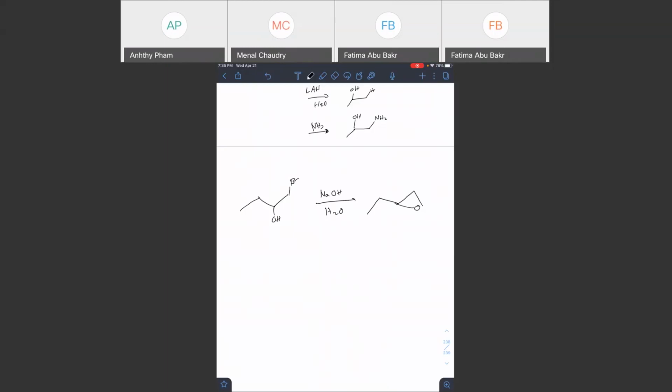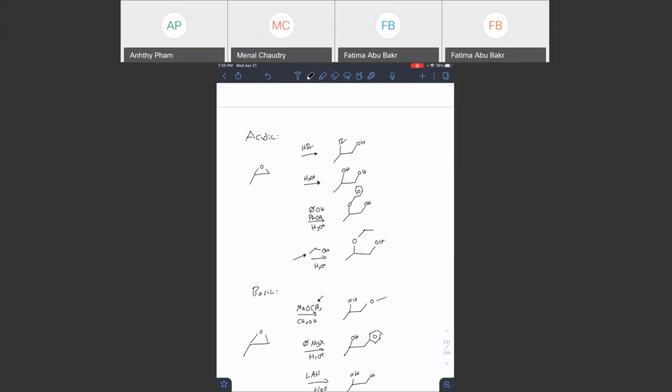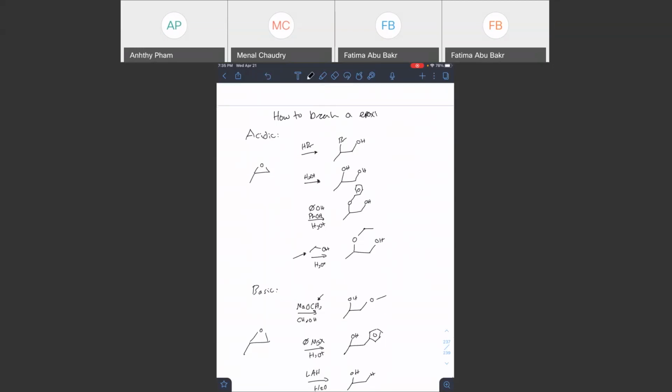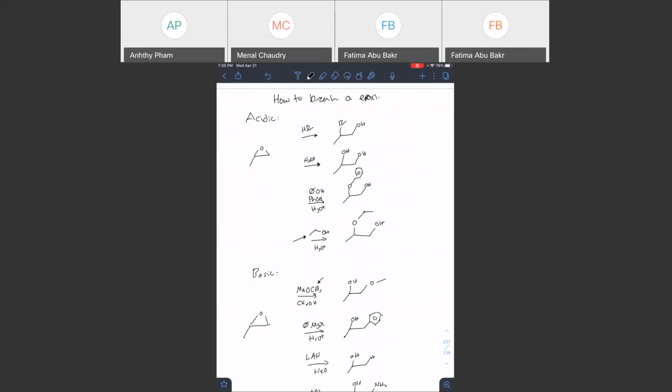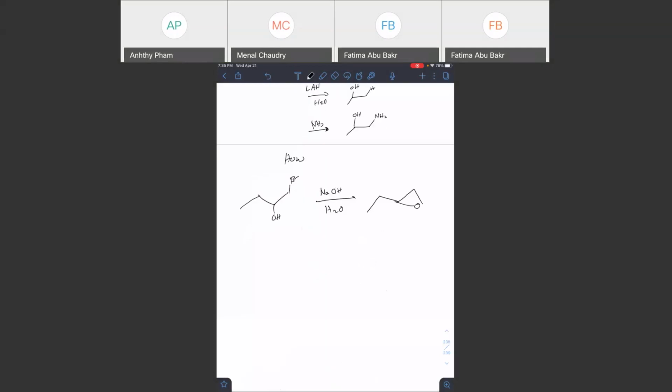What else? There is a way to break the epoxy as well. So the ways to break the epoxy are pretty much what we just talked about above. So that's how to break an epoxide, and then this is how to form. So that's one of the methods right there.